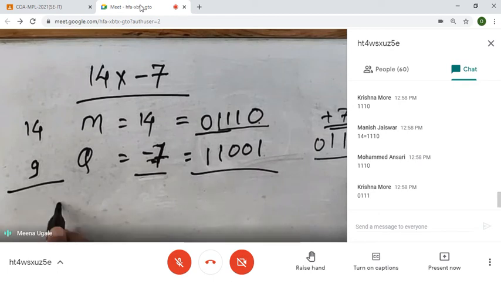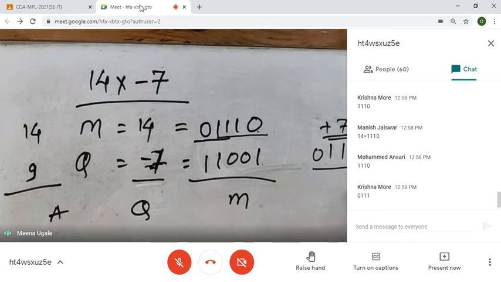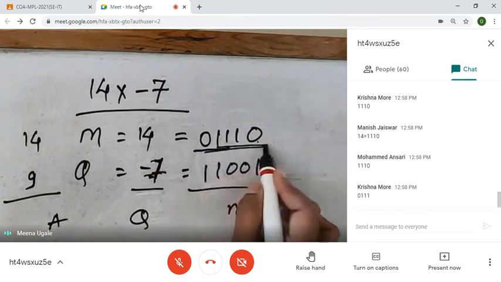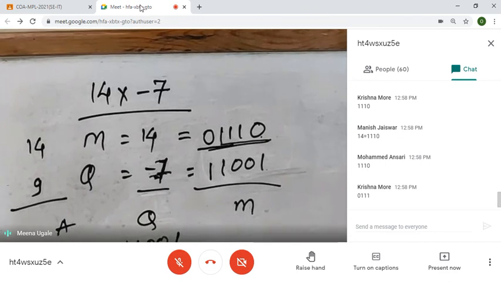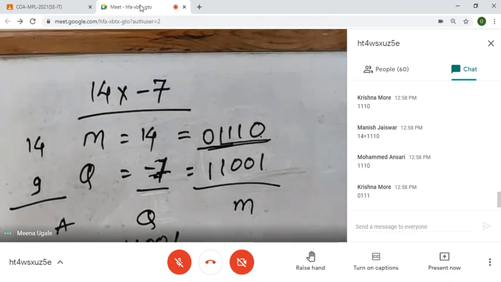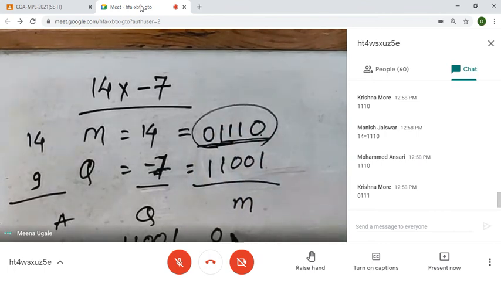Now what values should I take in A, Q, and M? M here is this one. Q is this one, I'll write 11001. A is always 0. And M is 01110. Then I need to find minus of M also. Find minus of M for this. As it is 5 bits, you have to continue for count equal to 5, N equal to 5. So run for 5 cycles.